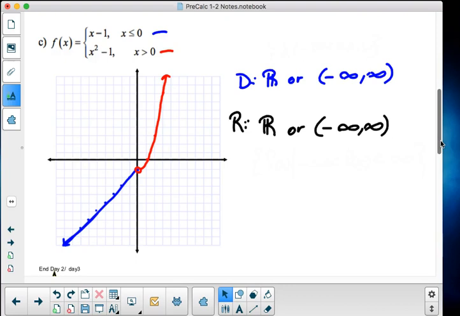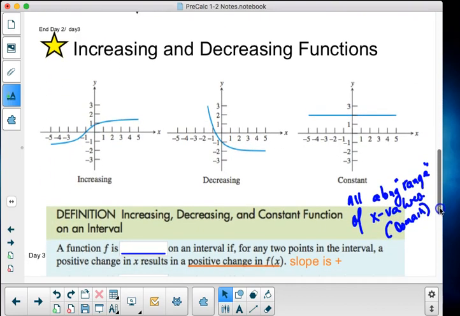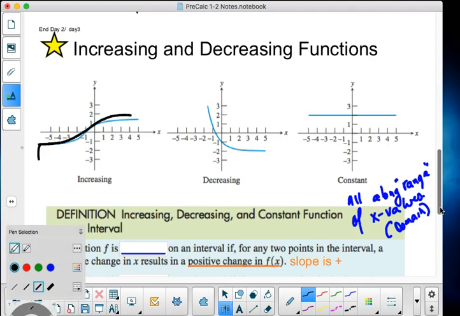Now, I know we kind of went over this yesterday, and I'm catching up on some stuff. Increasing, decreasing. Okay, from left to right. So I start over here, and it's going up, it's increasing. From left to right, it's going down. From left to right, it's constant. Every time we're talking increasing, decreasing, it's from left to right, just like we read, just like we do slopes.